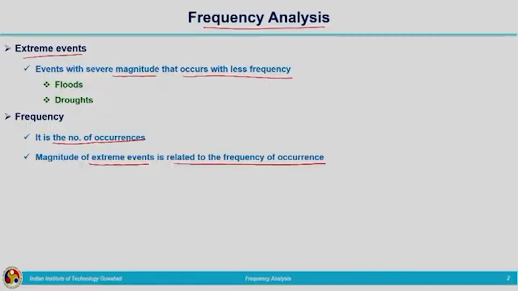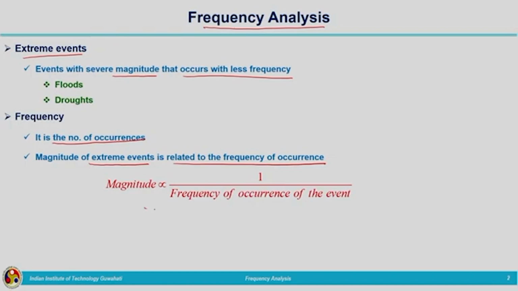Extreme events such as severe rainfall will not occur very frequently. The frequency of occurrence of such extreme events will be less. So, we can relate these two by a relationship: magnitude is inversely proportional to the frequency of occurrence of the event. That is, magnitude is directly proportional to 1 by the frequency of occurrence of the event. That means extreme severe events will occur very rarely, much less compared to other frequent events.